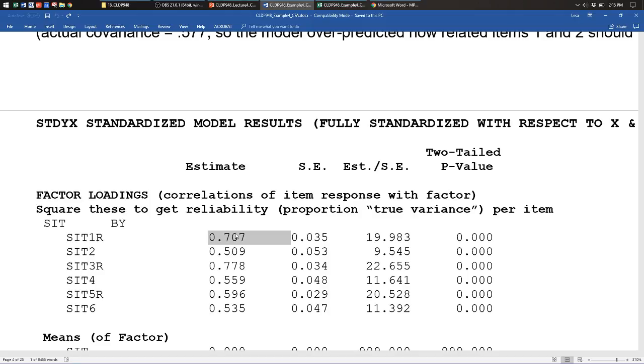Which number is highest? How do we put it this way? 3, yeah. What's my second best item? 1. What do items 3 and 1 have in common? They're reverse coded. What's my next best item? 5. What does that have in common? It's reverse coded. So these are clues, right? Before I even look at fit, these are clues.